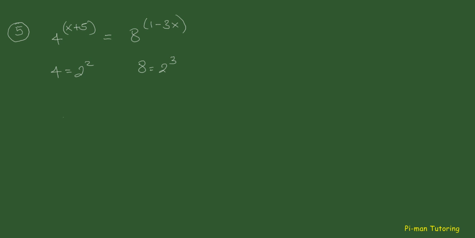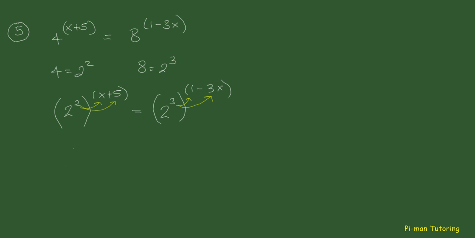So if we substitute in those values, we get 2 squared on the left side raised to the power of x plus 5. And on the right side, we can write the 8 as 2 cubed, and it is raised to the power of 1 minus 3x. Now, we still don't have a common base yet. We've got 2 squared on this side and 2 cubed on this side, so we're going to use the power of a power rule, and we're going to multiply these two exponents together. And similarly over here, we're going to multiply these two exponents together.